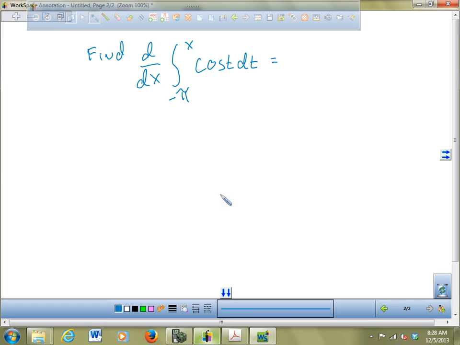Doesn't this look scary? You will see something like this on an AP test, I guarantee you. And you go, oh my goodness, it's hard. What's the answer? The answer is just plain old cosine x. That's all it is.